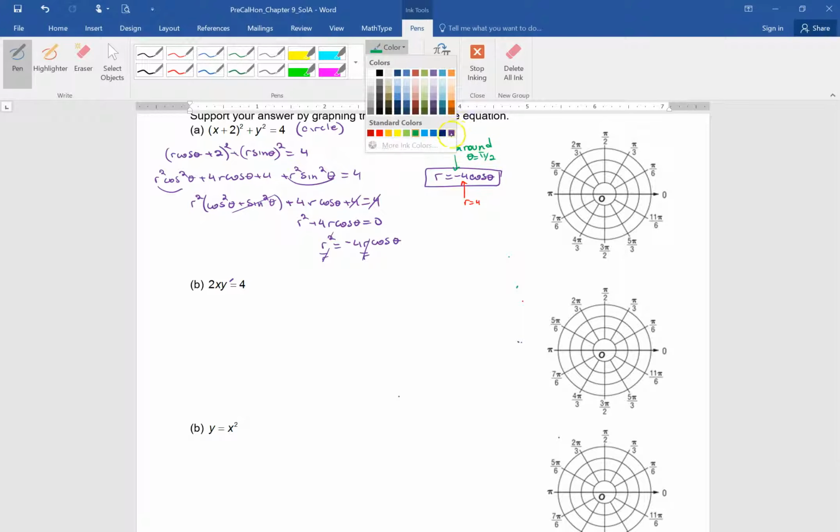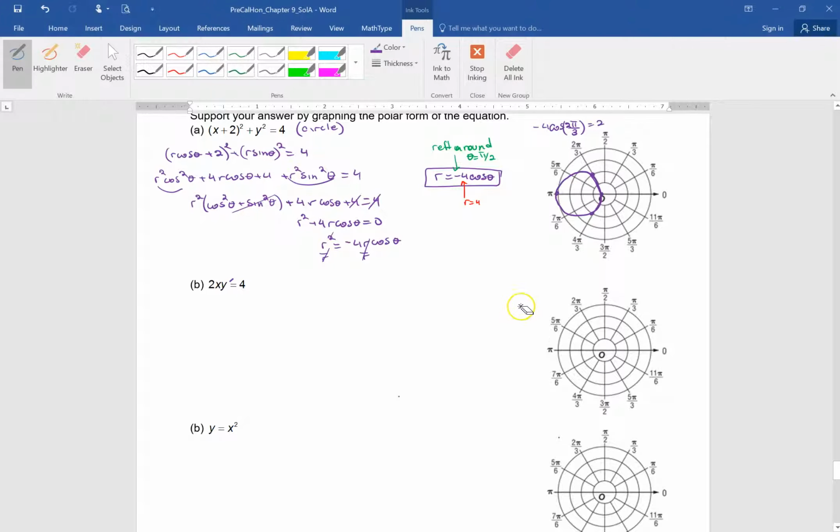So when you graph this, it's here to here. That's 4 units. And if you want to put in another point, like at 2 pi over 3, for example, just plot another point. Negative 4 cosine 2 pi over 3. That's a 2. So at 2 pi over 3, we're at a 2. You can mirror that point here, so you can put more points on the graph. So finally, that's what that circle looks like. Cosine, you mean?